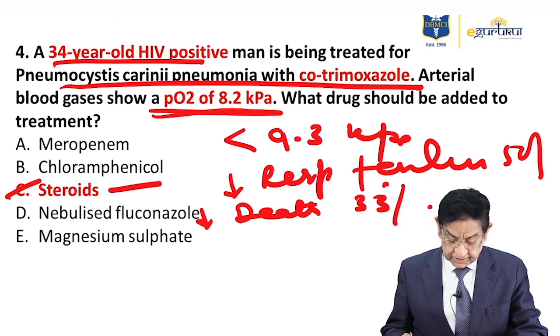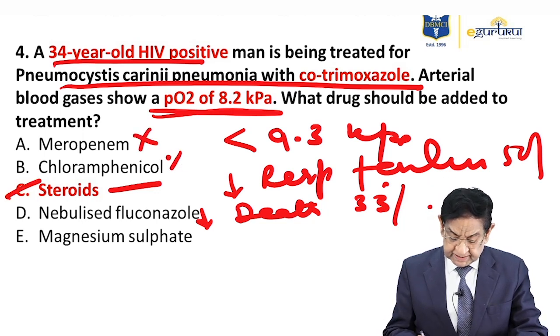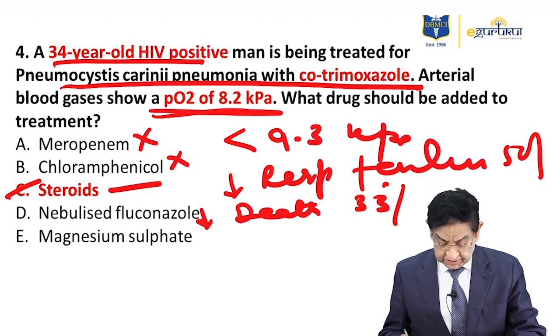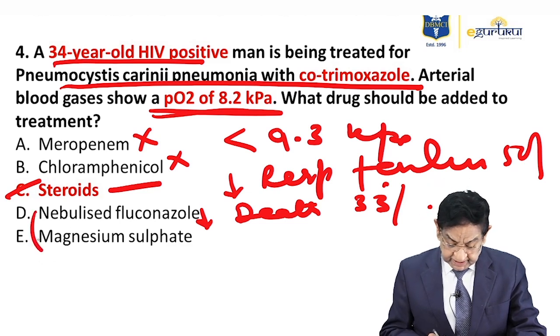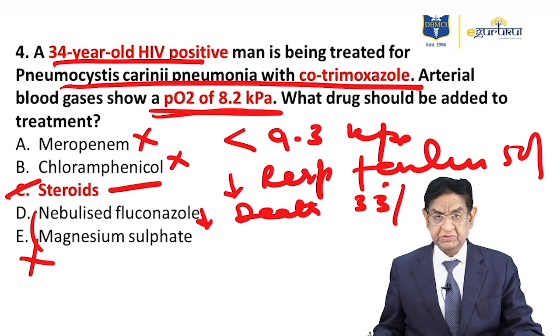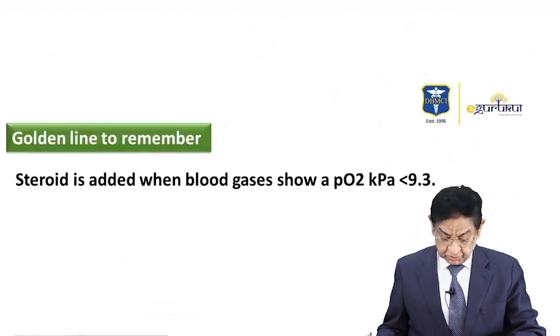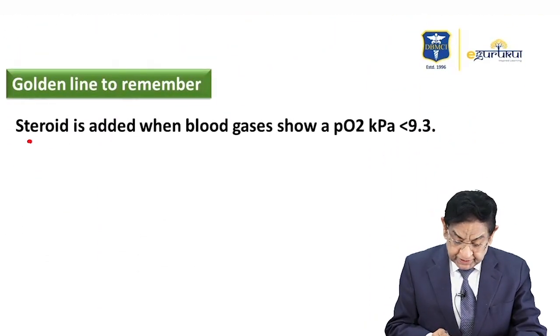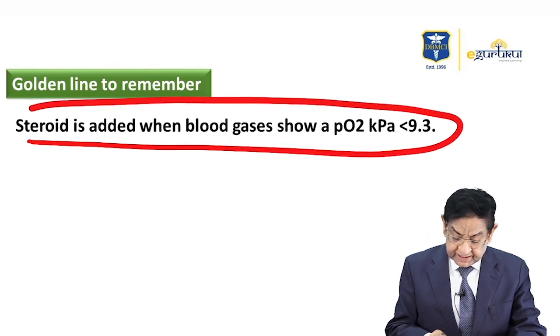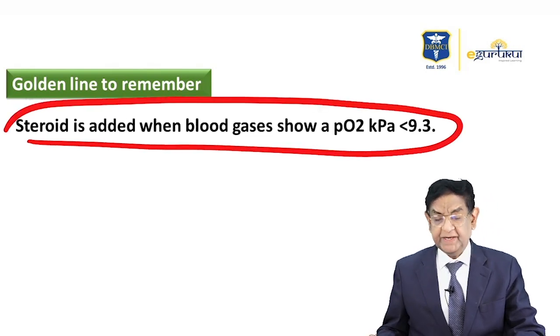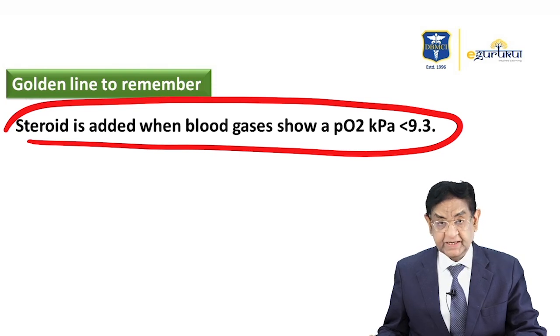So we use steroid when the PaO2 is less than 9.3; here it is 8.2, so you will be using steroid. Meropenem and the others have no role in treatment of pneumocystis. So friends, golden line to remember: steroid is added when the PaO2 is less than 9.3. In our question it is 8.2.